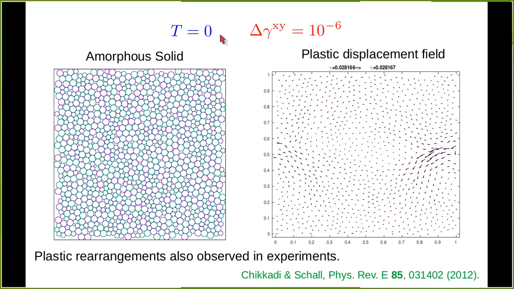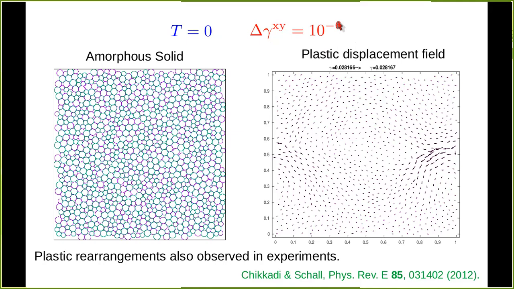As we are working at temperature T equal to 0, we deform this amorphous system in a quasi-static manner with a strain step delta gamma equal to 10 to the power minus 6. So basically what we do here is apply a strain step delta gamma equal to 10 to the power minus 6 and allow the system to relax.